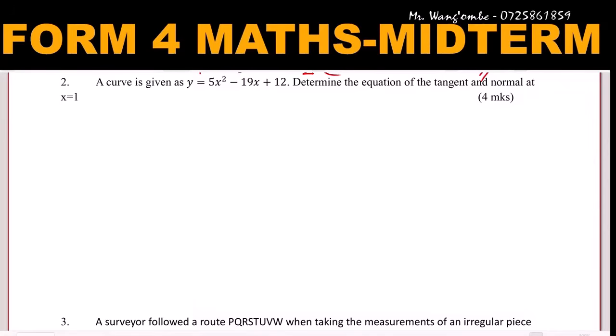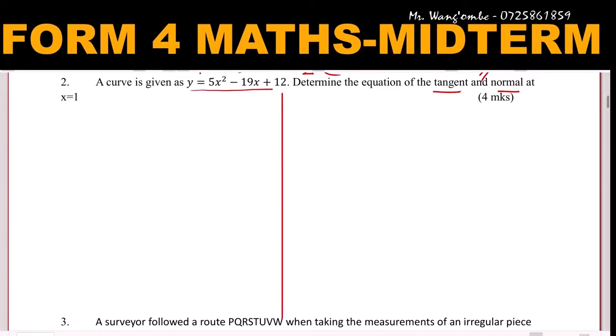Question 2. A curve is given as y equals 5x squared minus 19x plus 12. Determine the equation of the tangent and normal at x equals 1. So you have the function given here. There are two questions here: the equation of the tangent and the normal at x equals 1. So how do you go about that?